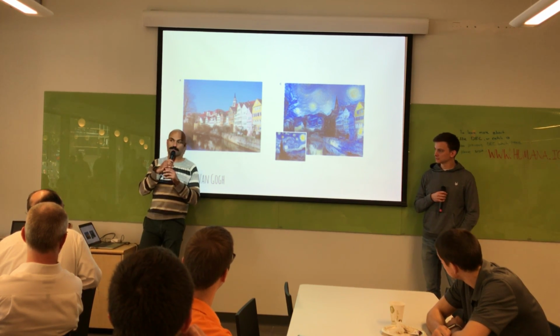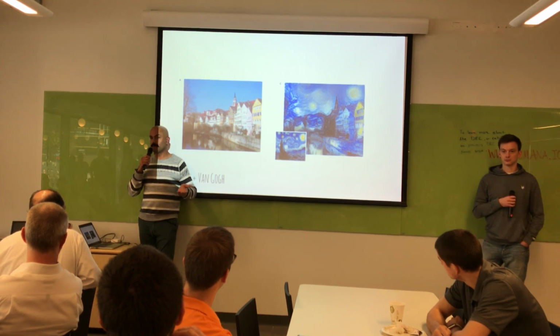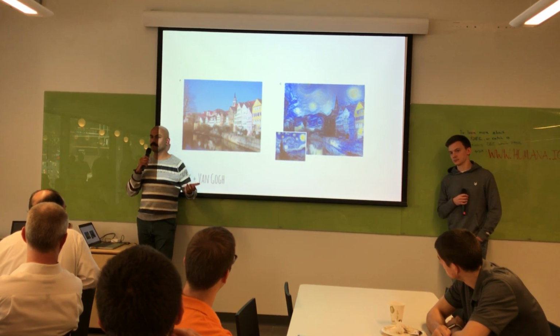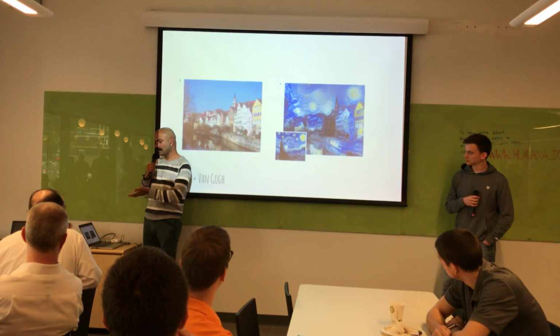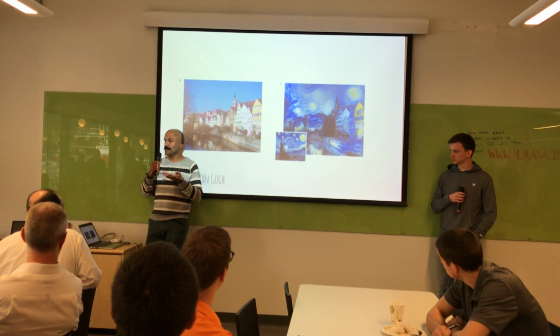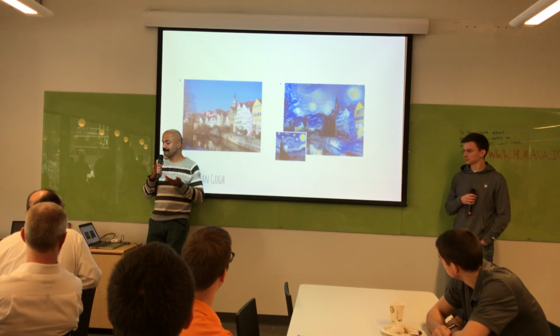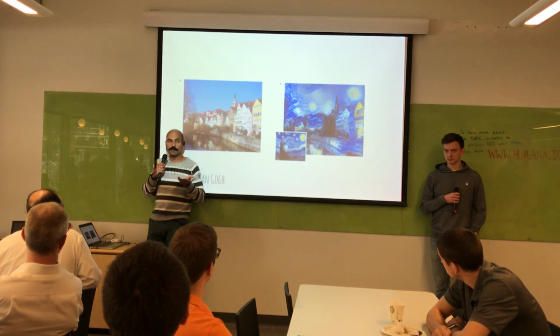Prisma actually, Cody looked it up, markets itself as an AI company. They're not an image processing company. They're not just another Instagram. They're an AI company. And truly so, because their algorithm has learned what a Van Gogh painting would look like, and you can basically Van Goghify any image that you upload.